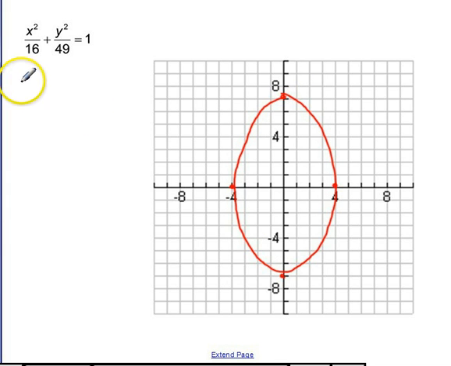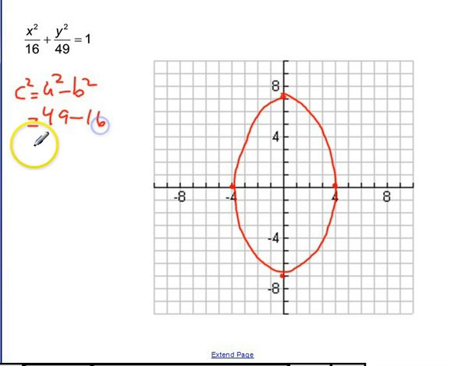How about the foci? Well, it turns out that they're located at c, and c squared is equal to a squared minus b squared, which in this case is 49 minus 16, which is going to be 33. That means c is plus or minus the square root of 33.